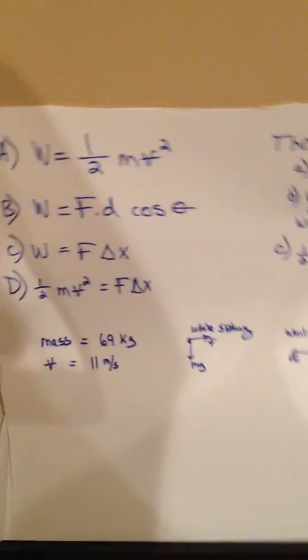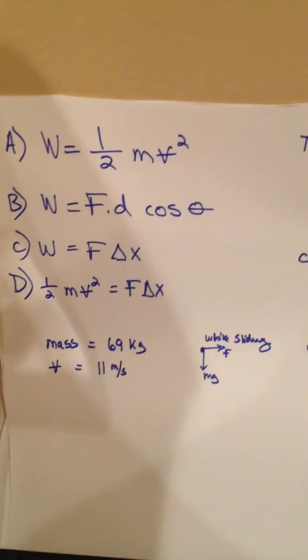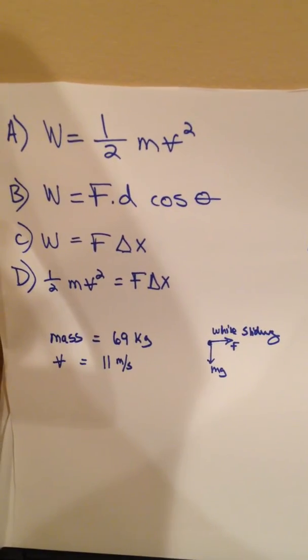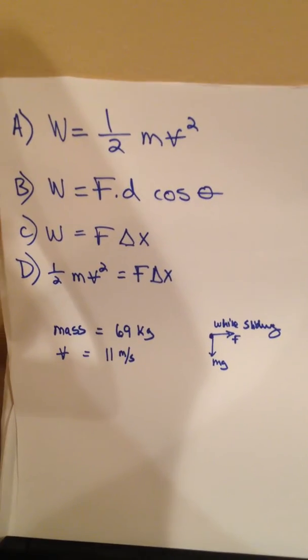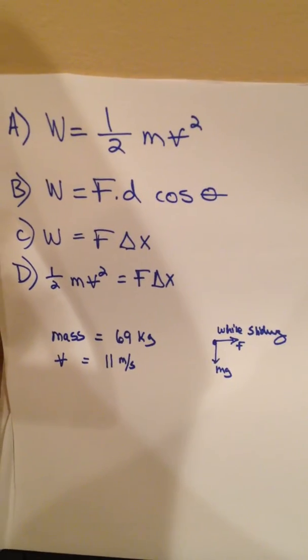Okay, when we start with work energy, we have to go ahead and define work. And we got a couple of definitions for work. The first one is work is equal to 1/2 mass times velocity squared. We also have two versions of basically the same formula.